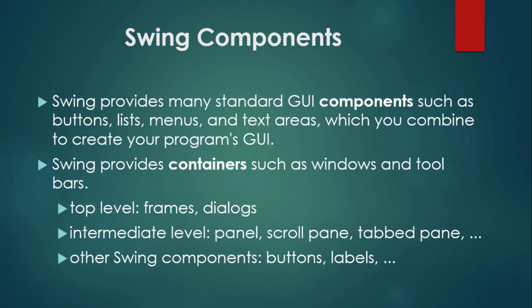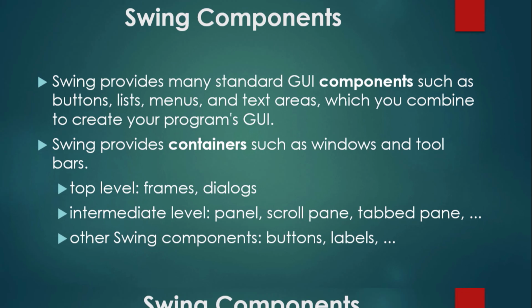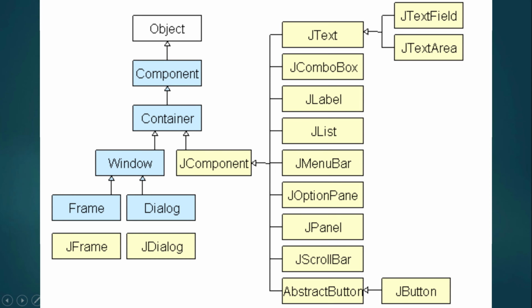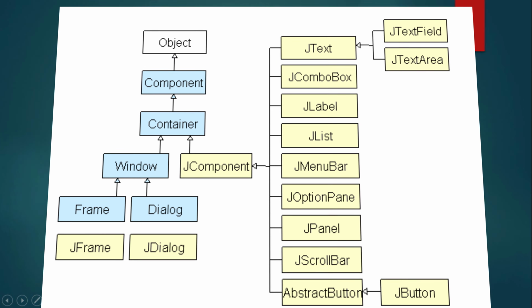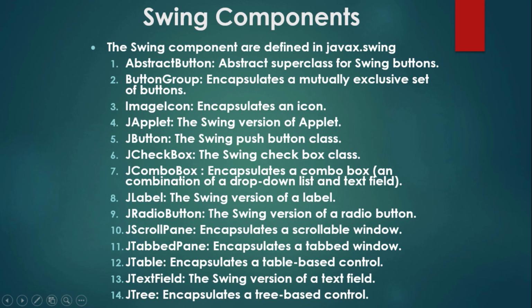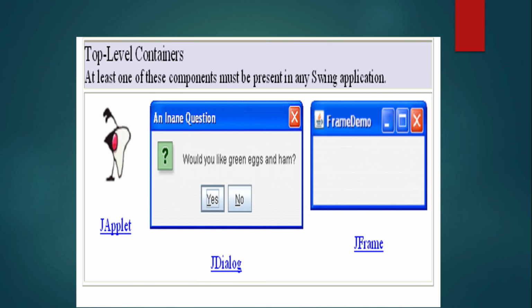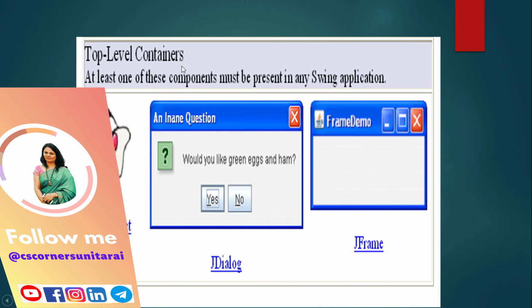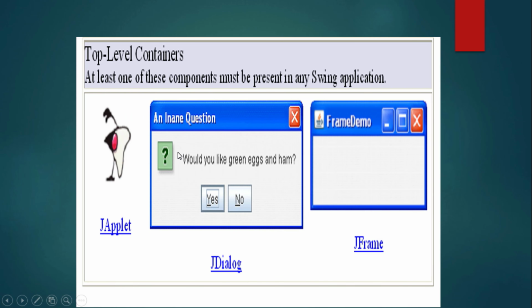And here are the examples of components. Containers are going to hold the components. These are the components which are found in the javax.swing API. I have listed a few; there are so many components available. For your understanding, I have given a few screenshots. You can see this is my container, and it is holding other components. So we have a frame, we have an applet, we have a dialog box. All these are nothing but containers.